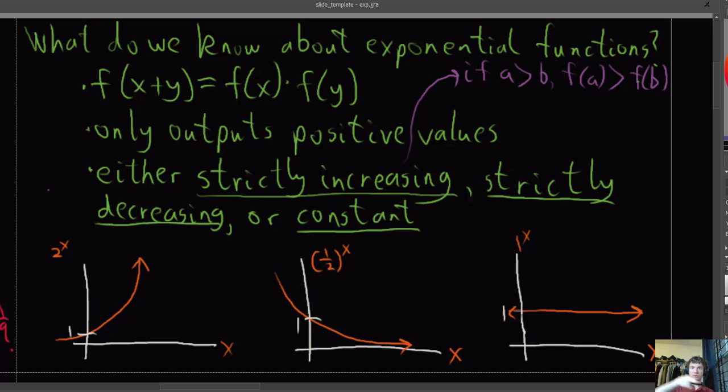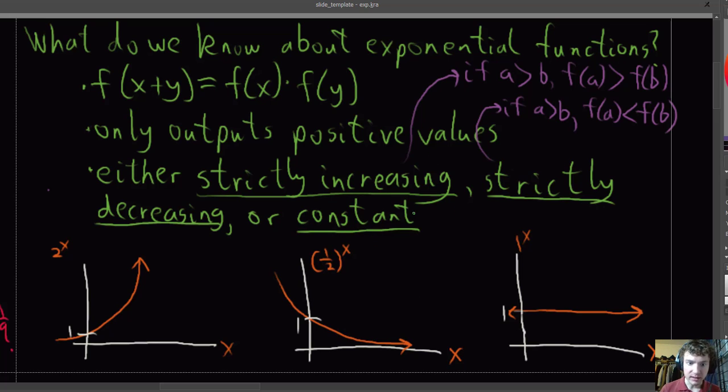So this is just a function whose graph is always going up as you move to the right. Likewise, strictly decreasing means if a is greater than b, f of a is less than f of b. And constant is fairly self-explanatory. Constant means that the function always outputs the same value.